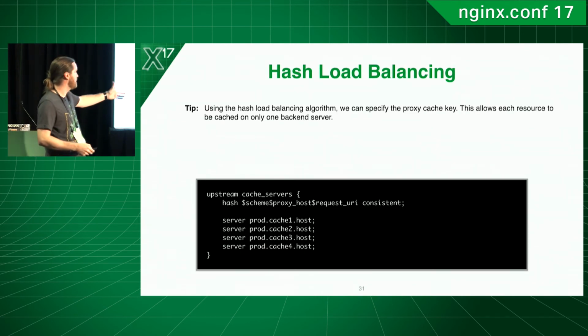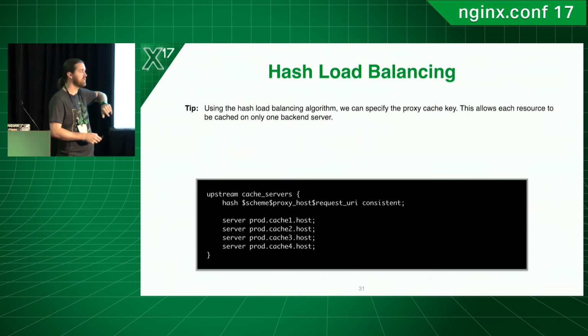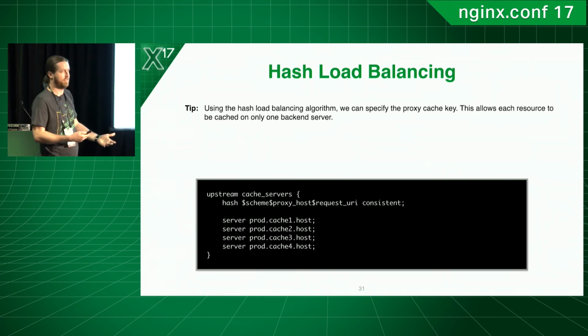What that looks like here is, like I said before, we just have an upstream server, and we use the hash load balancing algorithm, and we specify the full cache key. So this is just the default cache key, and then we set it to consistent so that it's a little more consistent. It's just a different kind of hash. It's a little more consistent for routing.